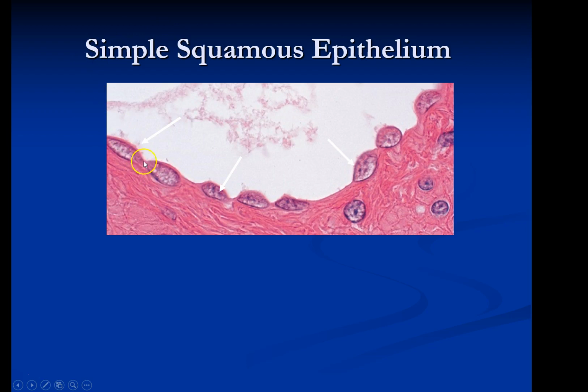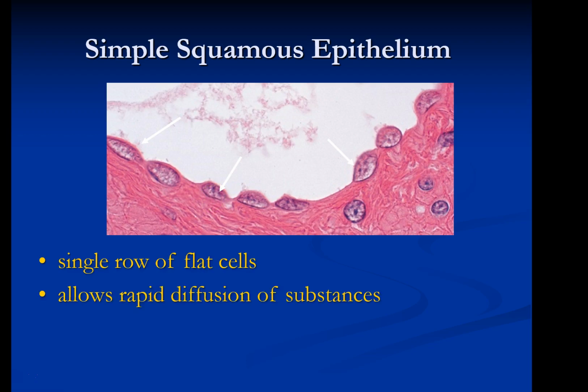Simple squamous, one layer of flattened cells. Okay? So single row of flat cells allows rapid diffusion of substances. So this is kind of important. When we talked about epithelium, we said we can do protection and we can control permeability. Okay? Now control permeability means we want to let things in and out, but we want to control what goes in and out.